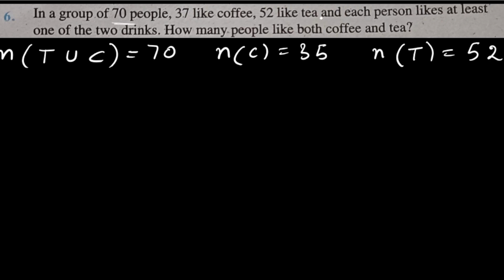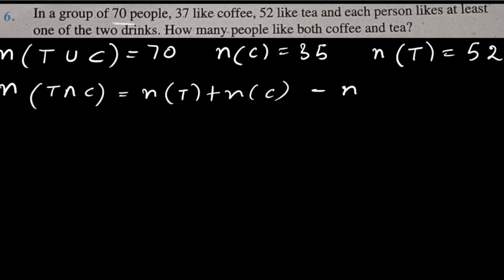How many people like both? Both I have already told you, from the word itself you have to understand that both means intersection. You have to find n(T intersection C). So the direct formula: n(T) plus n(C) minus n(T union C).